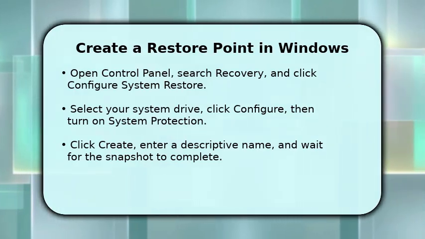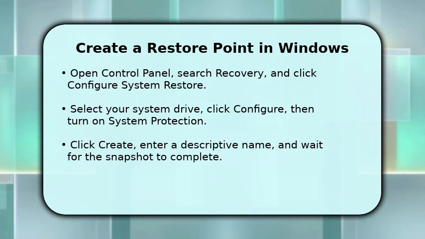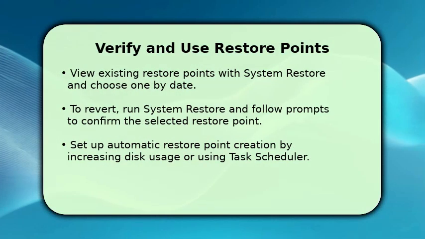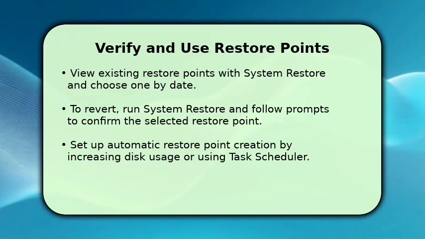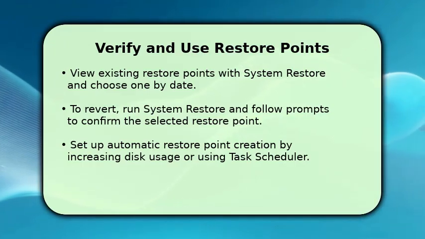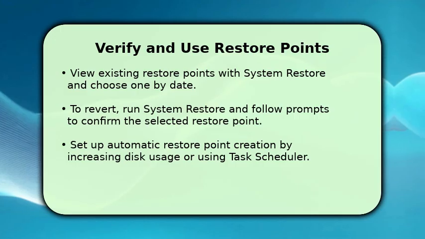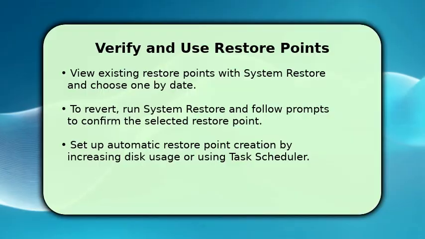Open System Restore to view available restore points and their creation dates. Select a restore point that predates the problem you are troubleshooting. Click Next and follow prompts to confirm the restore operation and restart if required. After the restore completes, Windows reports success or failure and reboots automatically.